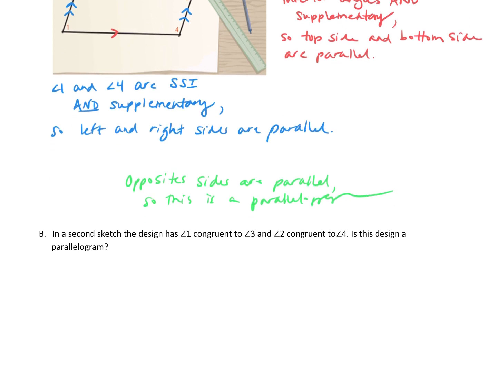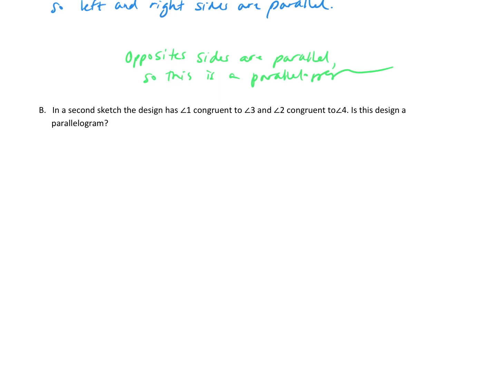All right. So a second sketch of a building. In the second sketch, the design has some different information. So let's go ahead and put the second sketch in here. I think it was supposed to be included as an image, but we'll go ahead. I'll show you what it looks like. It looks a little bit different. And we have angles 1, 2, 3, and 4.